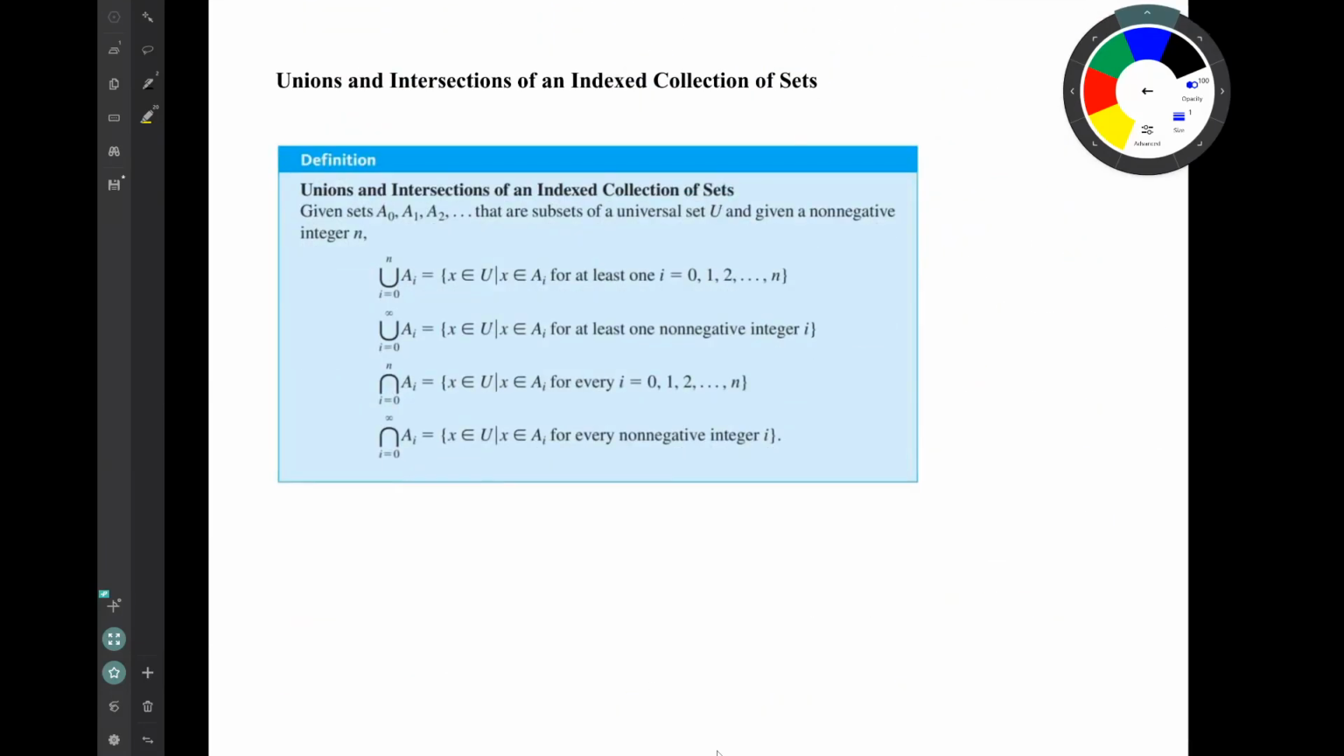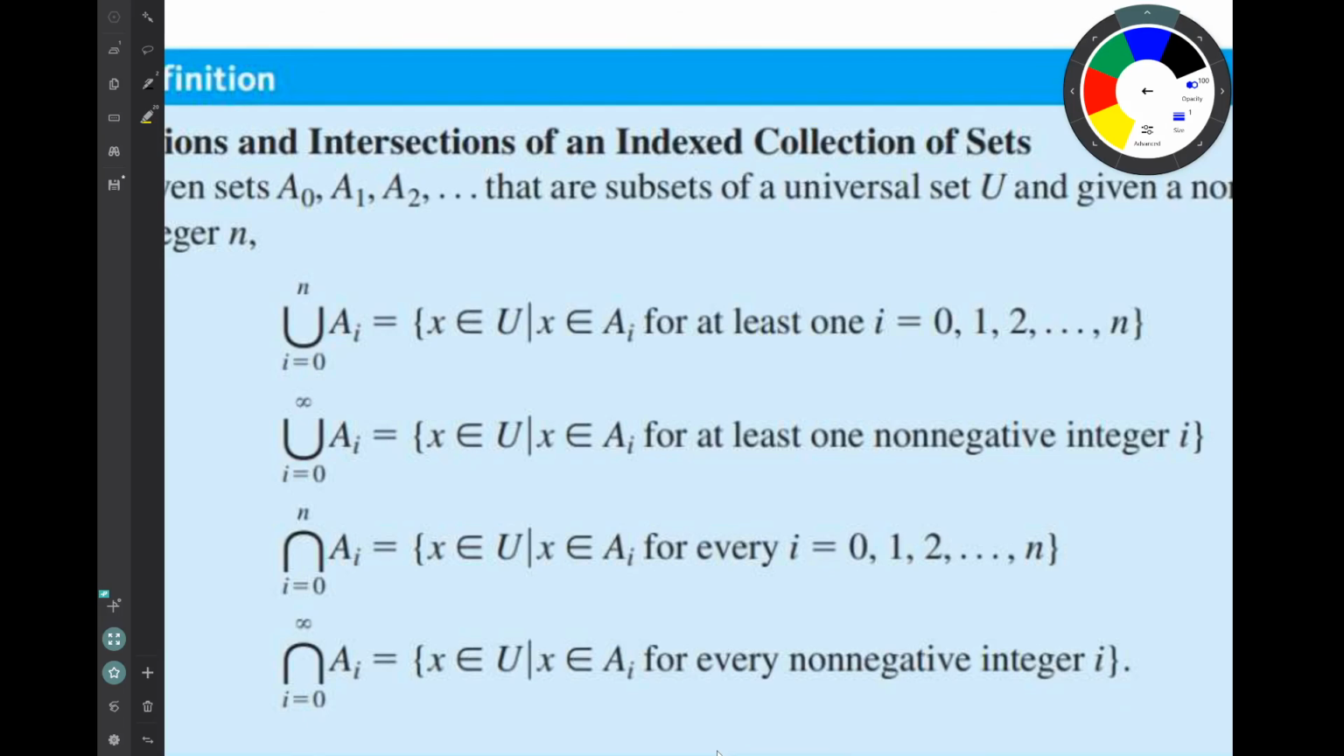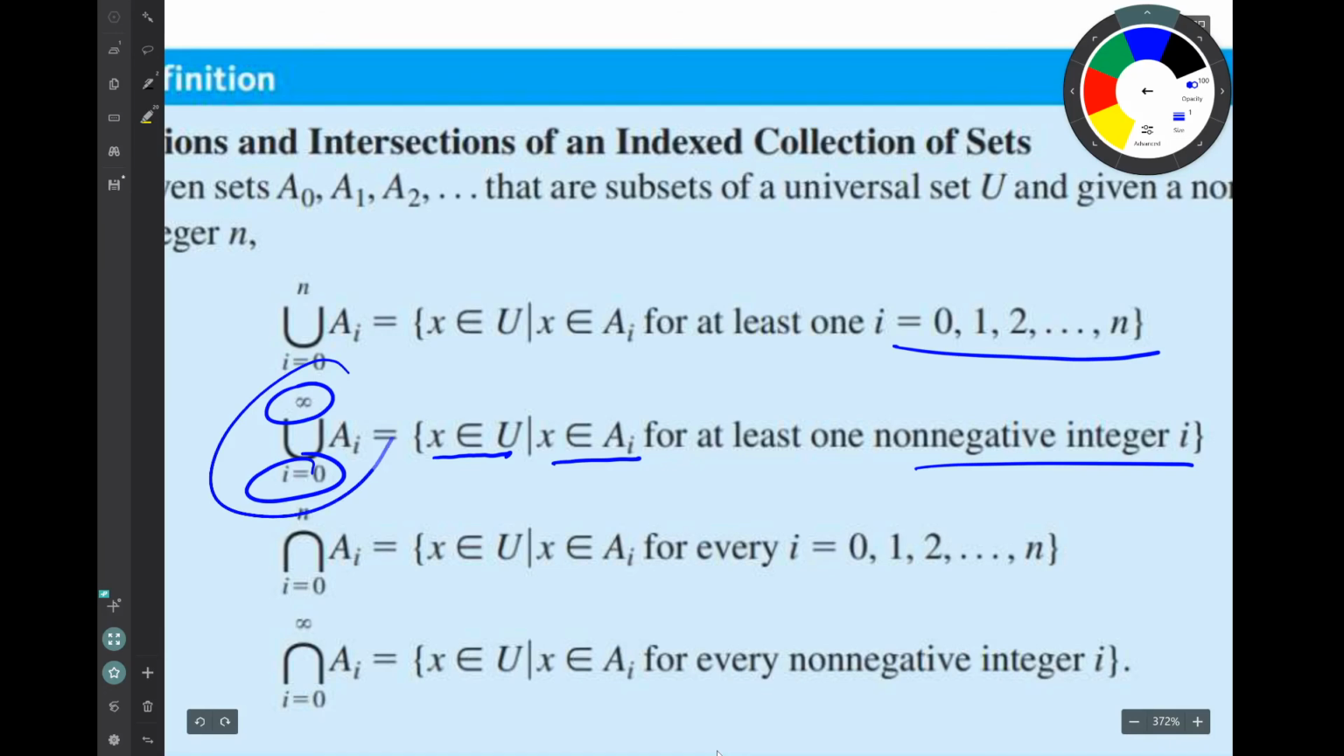Now I want to talk about unions and intersections of an indexed collection of sets. So you can have unions of a whole bunch of sets by just putting a great big U symbol in front and a description of the indices that describe the sets that are in that union. And that description of indices can be a finite list like that, or it can be a list that goes on forever like that. So what this would mean, the union of an infinite collection of sets, would mean this: the set of x's in the universal set such that x is in at least one of those sets in that union.